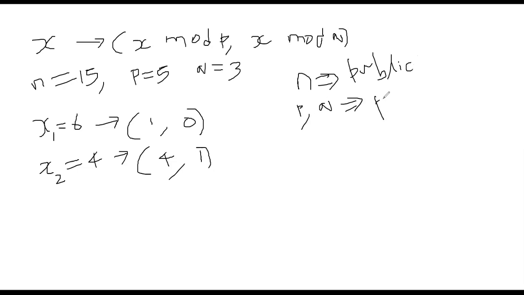All right, so what can the cloud computer do? It is a good idea to keep n public, because the cloud computer can also do mod n, otherwise the numbers will become much larger. So this is basically the assumption here.